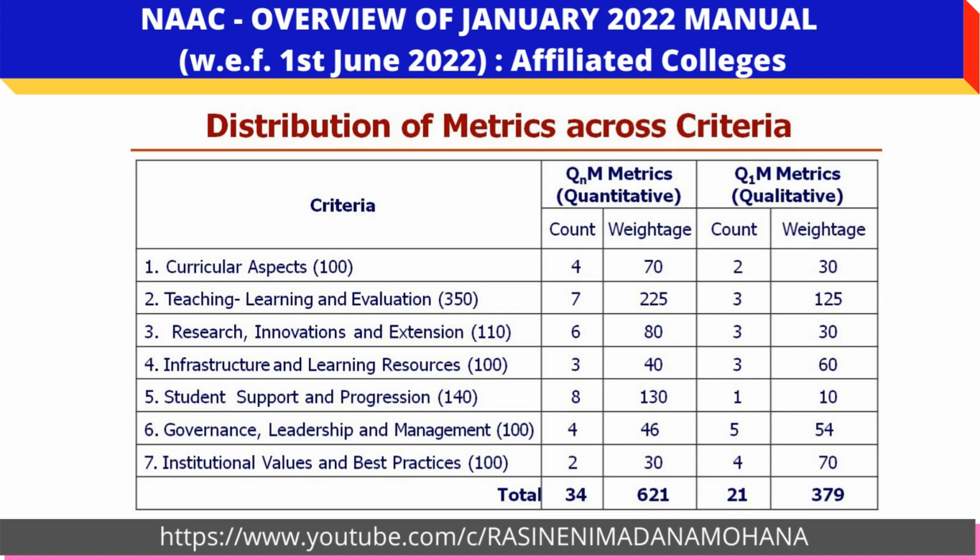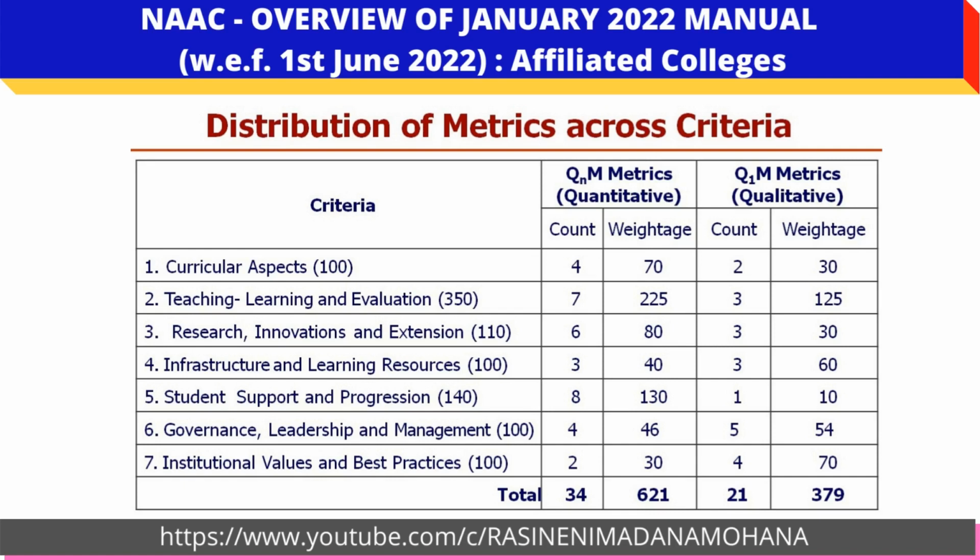Now coming to quantitative metrics, see quantitative metrics are drastically reduced. So criteria one quantitative metrics are 4, weightage is 70. Then qualitative metrics are 2, weightage is 30. For criteria 2, quantitative metrics are 7, weightage is 225. Then qualitative metrics are 3, weightage is 125. Criteria 3, 6 quantitative with 80 weightage, then 3 qualitative with 30 weightage.